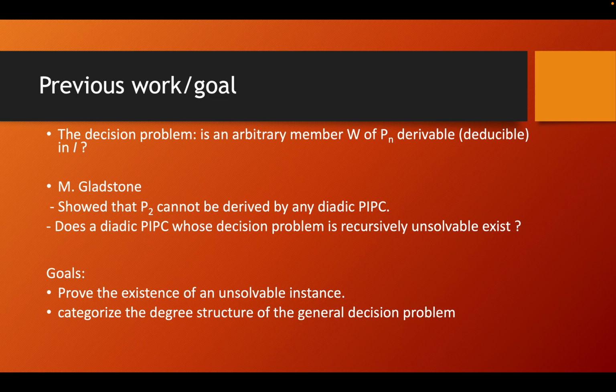There's a decision problem associated with this. The problem is: is an arbitrary member of W and P derivable in I? So some work by M. Gladstone showed that P2 cannot be derived by any dyadic PIPC, which opened the room for the question: does a dyadic PIPC whose decision problem is recursively unsolvable exist?